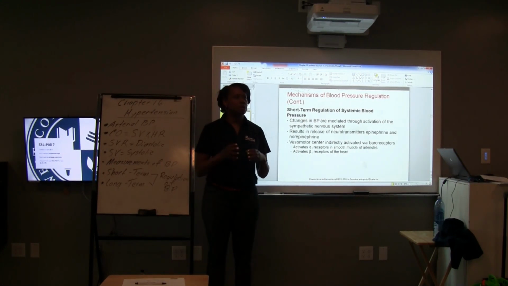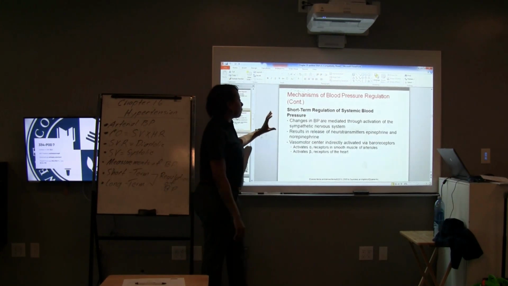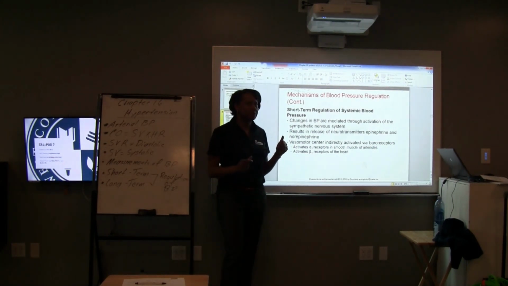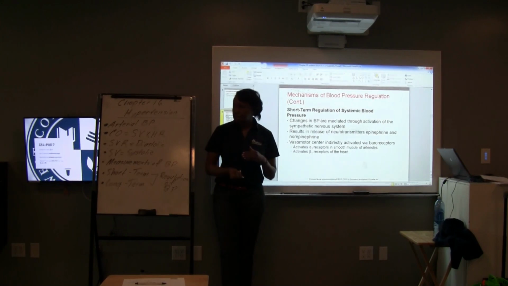So saying that, it is important to understand short-term and long-term regulation of blood pressure. So short-term regulation of blood pressure, how can I define short? We can say that this is fast-acting, okay?